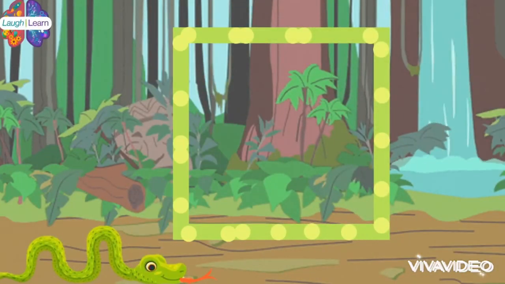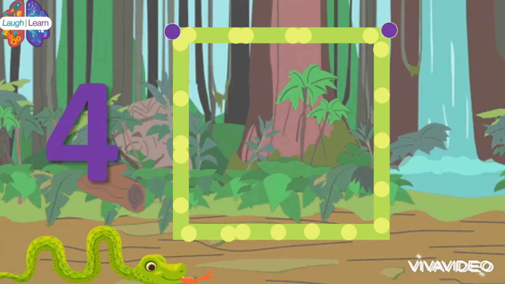And how many corners are on a square? 1, 2, 3, 4. There are 4 corners on a square.